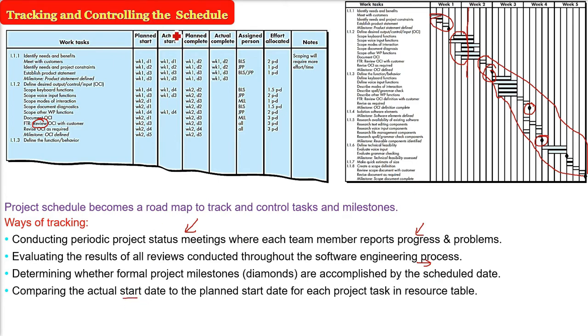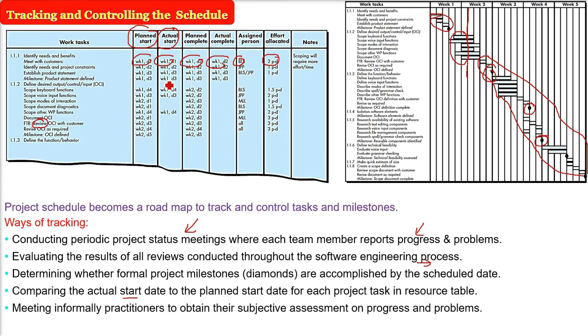And then you have to compare the actual start date to the planned start date for each project task in this resource table, or the Gantt chart, you can say. This is not actually a Gantt chart, this is a resource table. The Gantt chart is on the right side. The left hand side is the resource table. Now you can easily find out, okay, this work has not yet been completed. Oh, this work is completed.